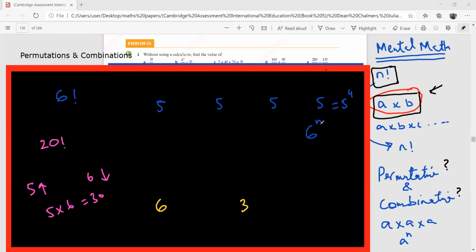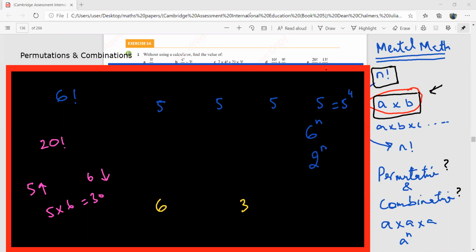Now suppose you toss a coin. You toss a coin 3 times. What is the number of possible outcomes? 8. That is 2 cubed. If you toss that coin 5 times, what is the number of possible outcomes then? 32. That is 2 raised to 5. And if you toss that coin n times, what will be the number of outcomes? 2 raised to power n.